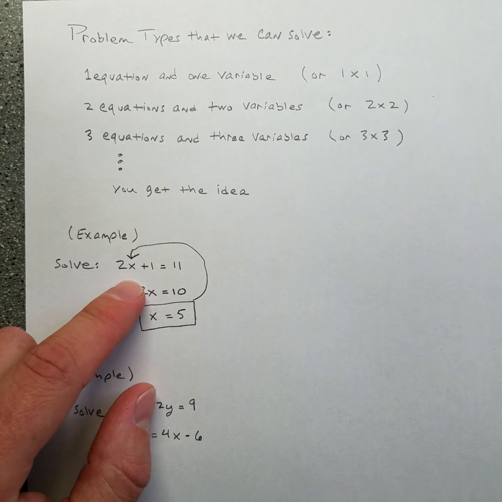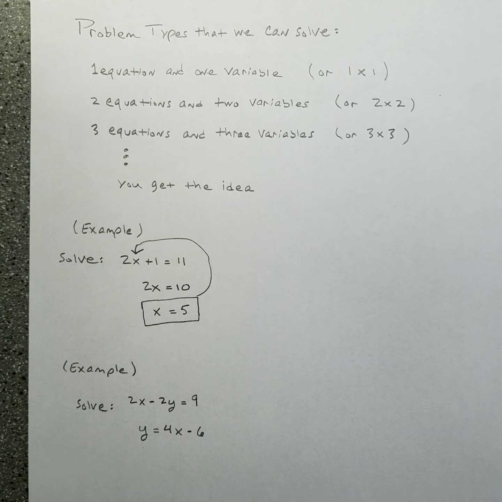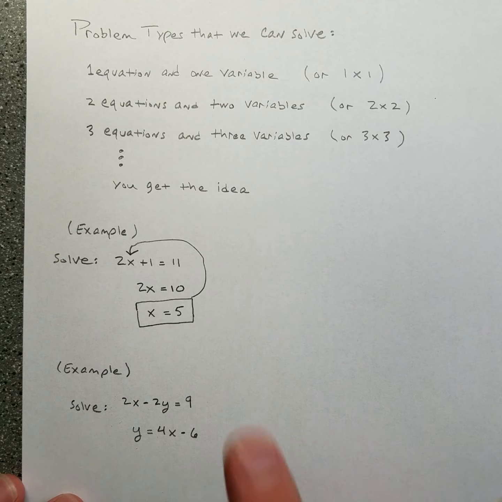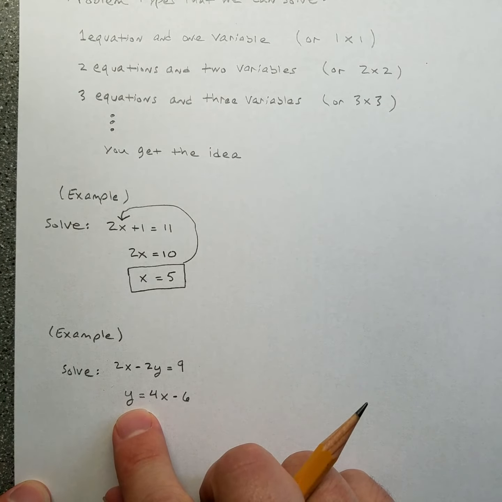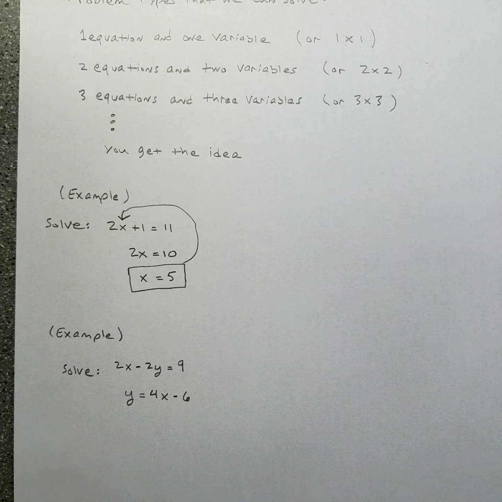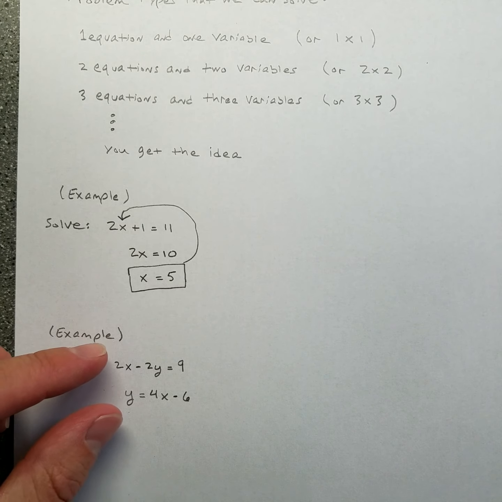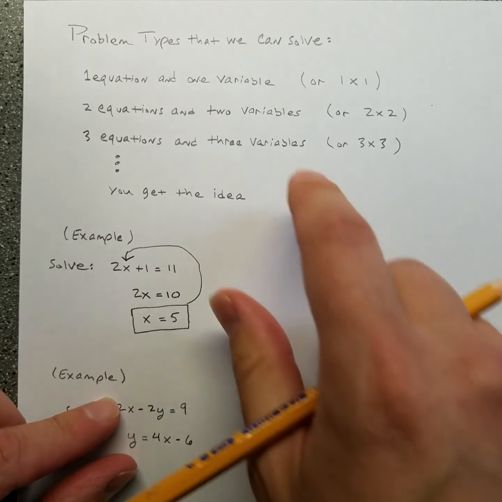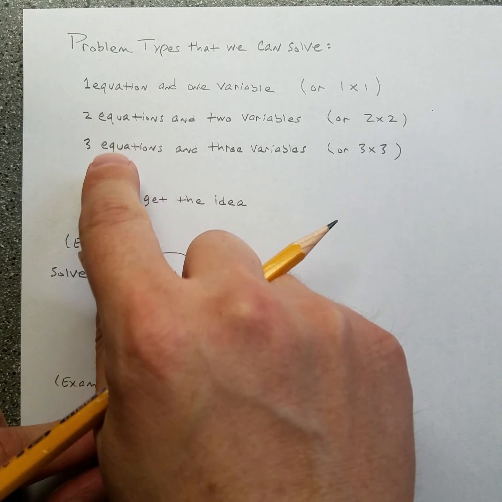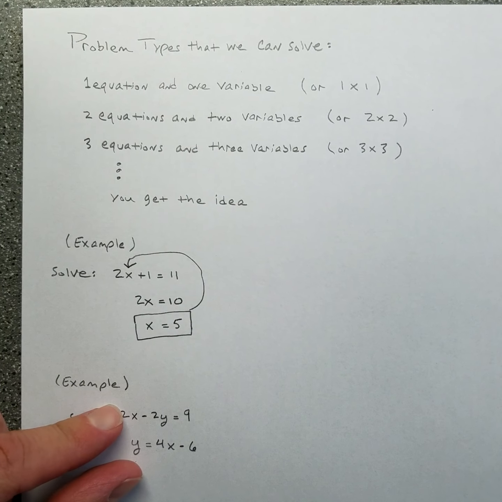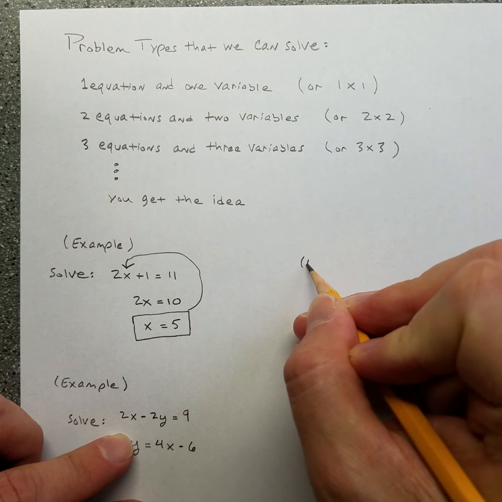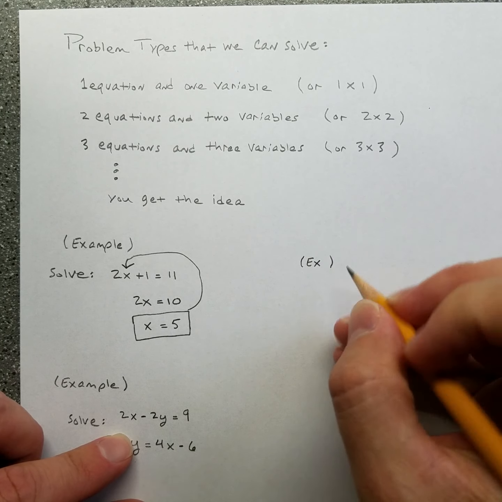What's 2 times 5? It's 10. What's 10 plus 1? It's 11, right? It's supposed to be consistent like that. Now, how do you solve something like this? Two equations and two variables. Before I do that, I want you to understand why there has to be the same number of equations as there are variables. So I'm going to just off to the side here do a quick example.